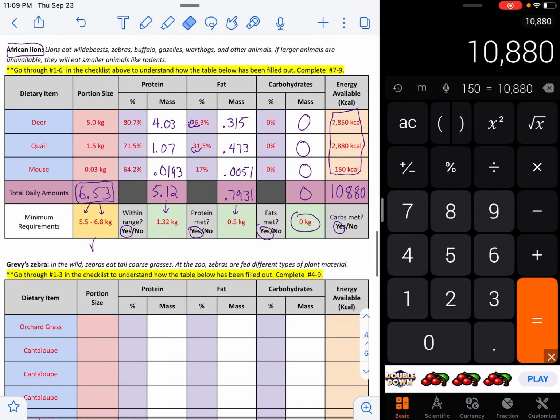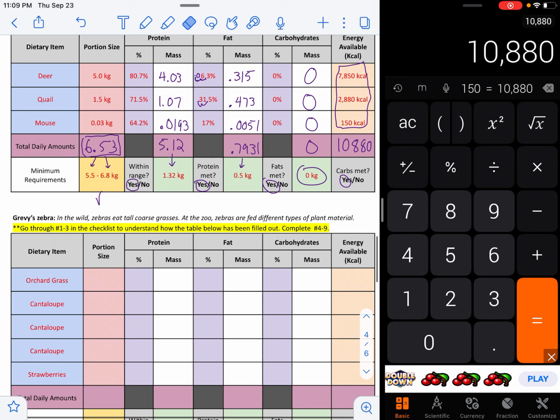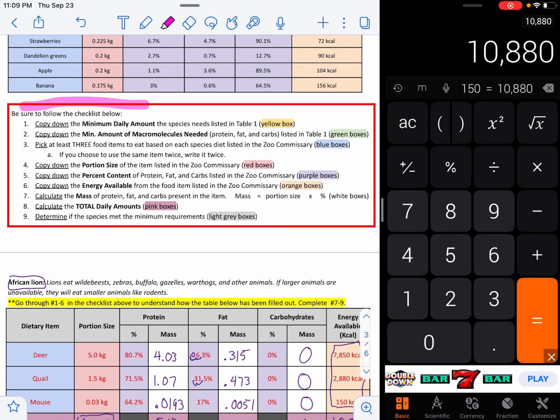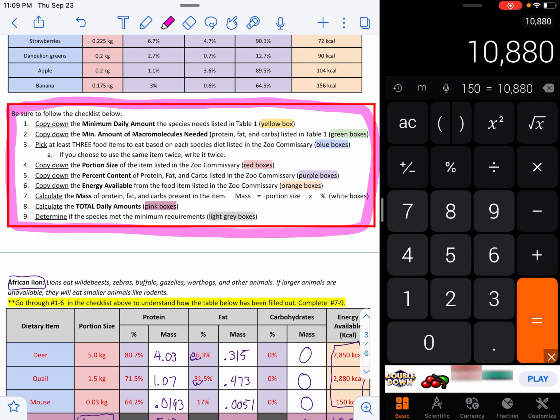Now when you get to the next table, it's not going to give you as much. And you might be wondering, well, where did we get all of those numbers from? Refer to this table right here. This is going to give you the game plan. You're going to work in your lab groups to get this done. You need to work together. You need to check each other's answers.